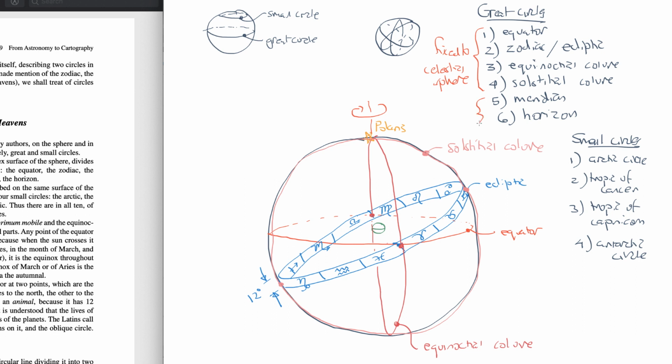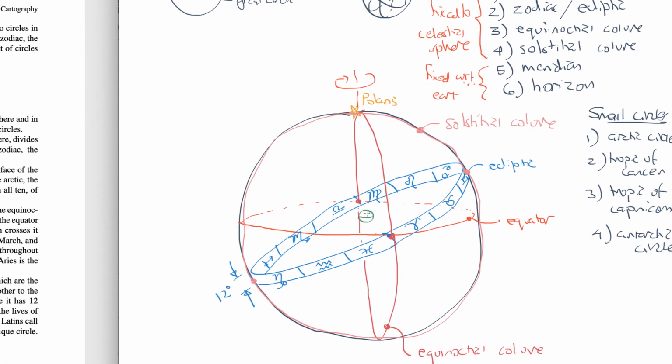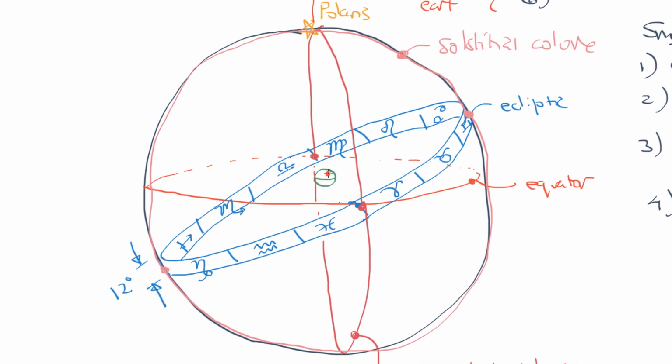The other 2 are fixed to the Earth itself, or fixed with respect to, WRT means with respect to the Earth. So the meridian circle, if you are standing at a particular location, let's suppose you are standing right here on the surface of the Earth, your zenith would be directly above your head.